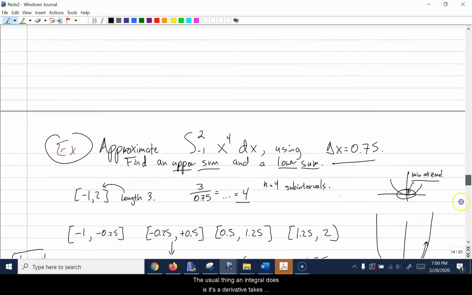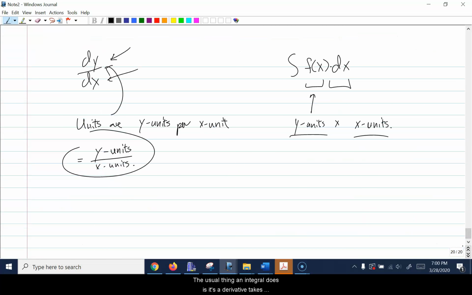The usual thing an integral does is this: a derivative takes units and turns them into a rate of change, and the integral takes that rate of change and turns it back into units. So if y was in people per year, then integrating people per year with respect to a variable measured in years will turn those people per year back into people.